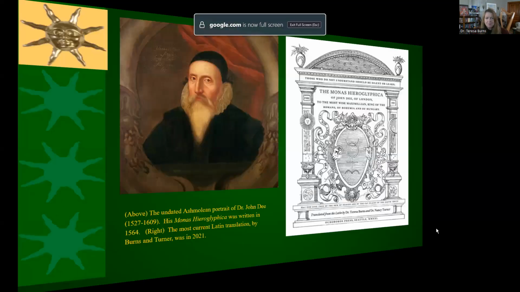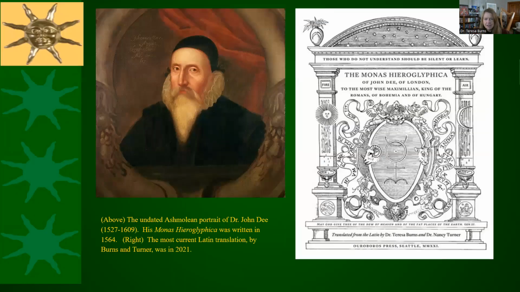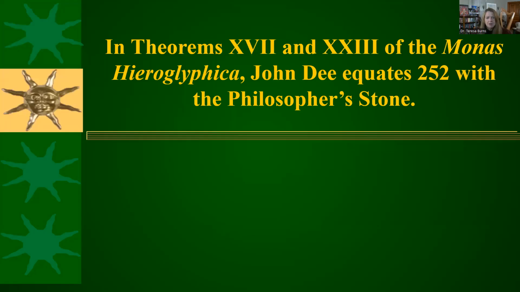Let's see. Okay, like my whole class on the hieroglyphic monad, which again, the playlist for that's below. I'm assuming you know who John Dee is. I'm assuming you know what the hieroglyphic monad is, and it actually would be very useful if you'd read the hieroglyphic monad and you were up to Theorem 17, where you first get this association. Because in Theorem 17, and then later on in Theorem 23, he's going to equate 252 with the Philosopher's Stone.